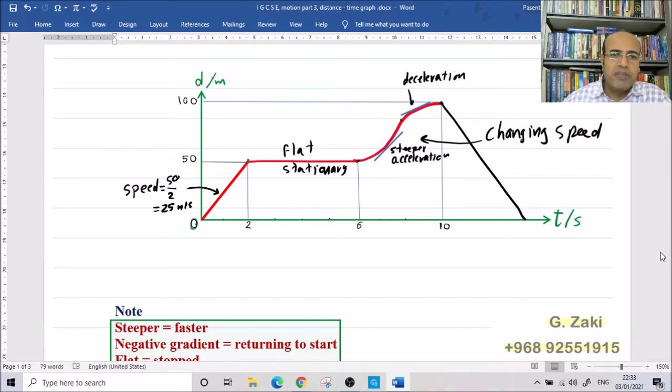This is a positive gradient. So the first one is a positive gradient. This is number 2, this is curve number 3, and this is number 4. The fourth part of this graph is constant speed, but here it has a negative gradient, so returning to start.